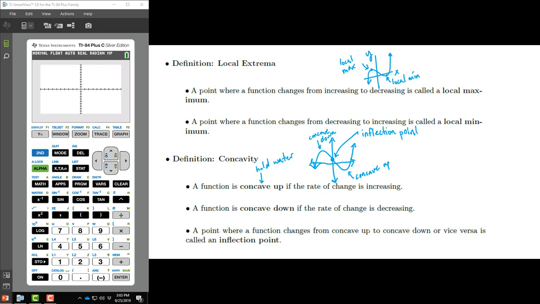And it's worth noting that all of these concepts that we're looking at here, local max, local min, inflection points, concave up, concave down, are all calculus concepts that you will study quite a bit when you get into calculus. For now, we're just going to familiarize ourselves with the terms and use technology to help us find them.